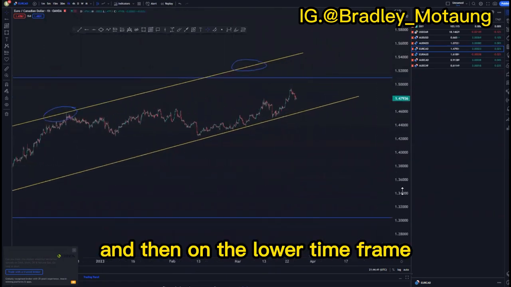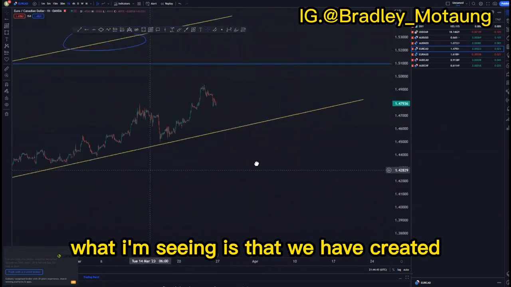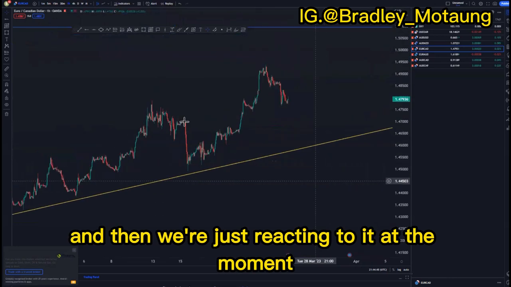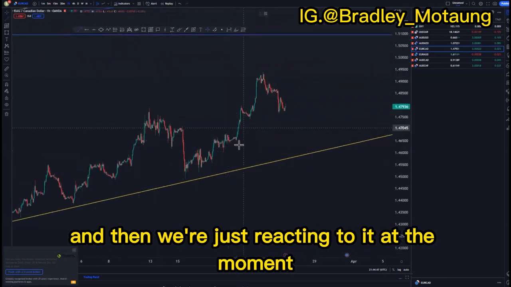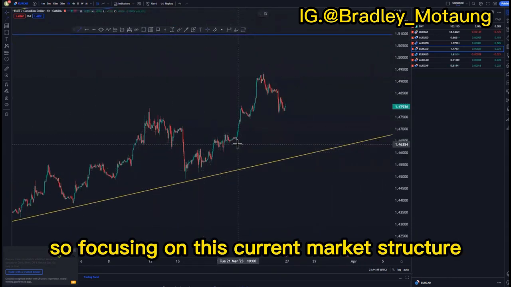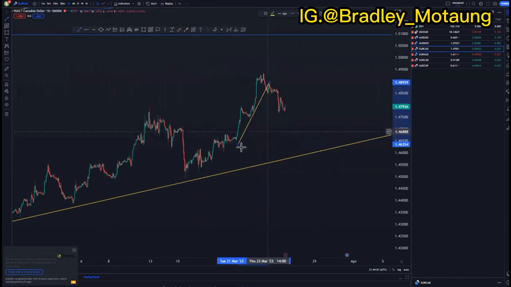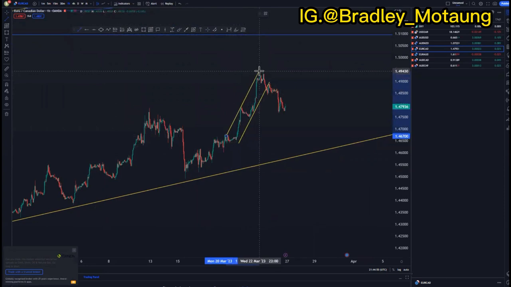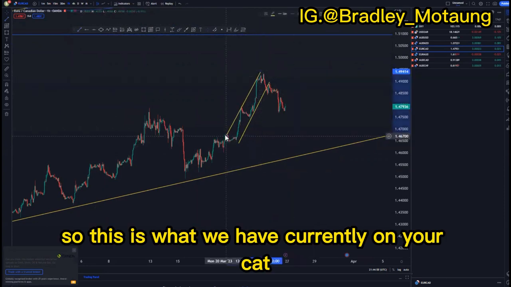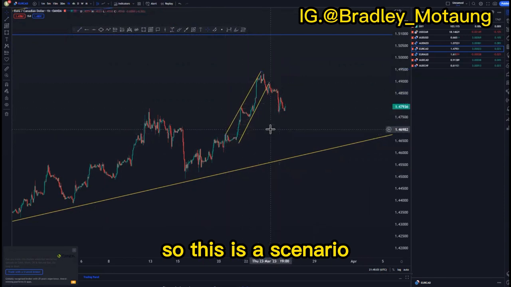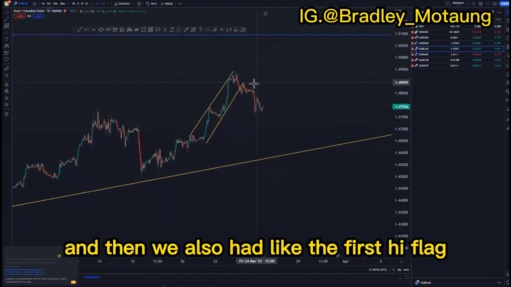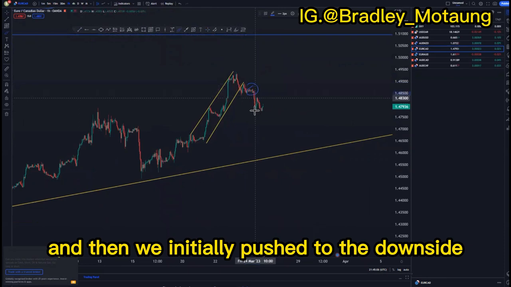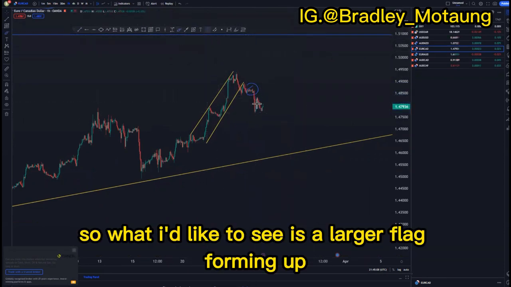On the lower time frame, what I'm seeing is that we have created some type of an ascending channel, and we're just reacting to it at the moment. Focusing on this current market structure, which is this one here, just like this. So this is what we have currently on EuroCAD. So this is the scenario. And then we also had the first tight flag, which is this one, and then we initially pushed to the downside. So what I'd like to see is a larger flag forming up.